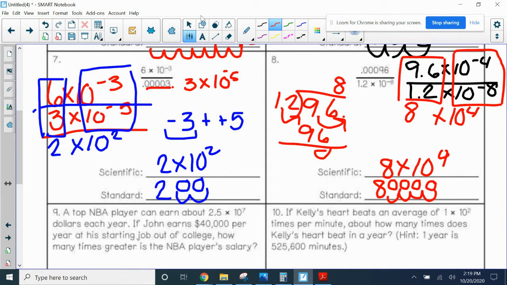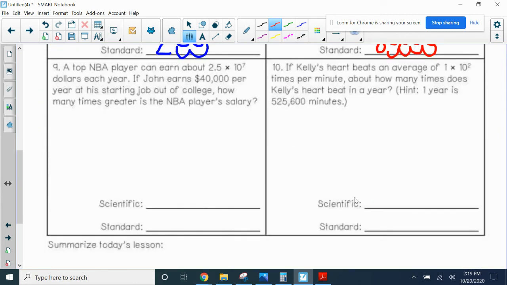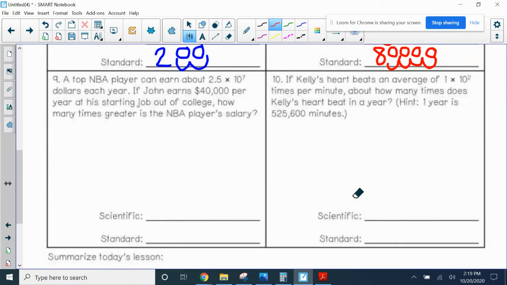All right, I am going to do 9 with you, and then I'm going to have you pause and do 10. So it tells us a top NBA player can earn about 2.5 times 10 to the 7 dollars each year. If he earns $40,000 per year at his starting job, how many times greater is the salary? Well, we are trying to find the difference. So I can multiply these, but that's not going to give me the answer. So I know that I'm going to have to divide.